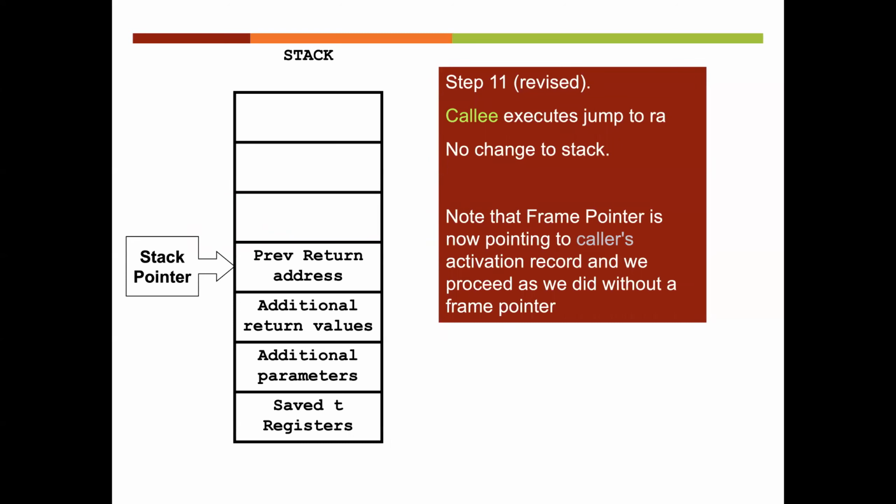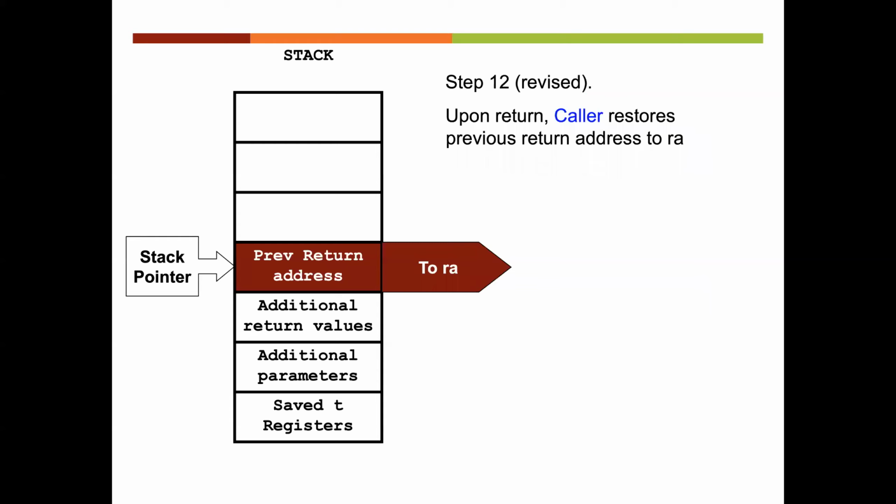And so as we continue to execute, we have our jump, which results in no change to the stack. Now that we have completed our procedure, the stack pointer points to the previous return address and the frame pointer is no longer needed. Our caller will then need to restore the previous return address to its appropriate register.